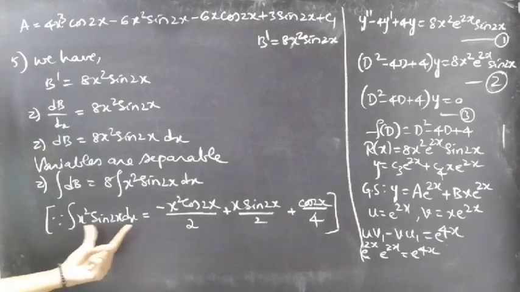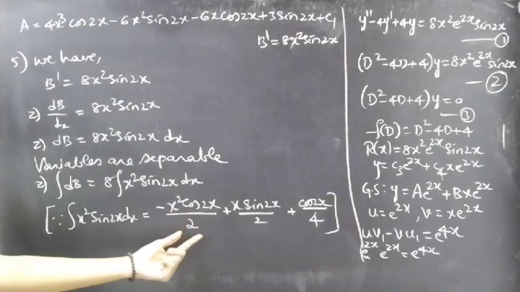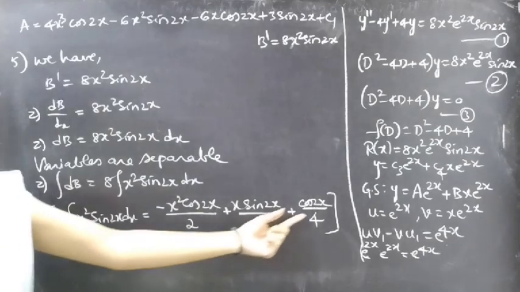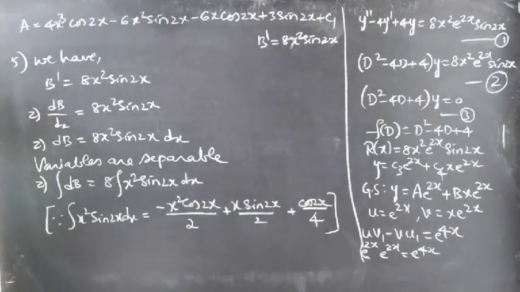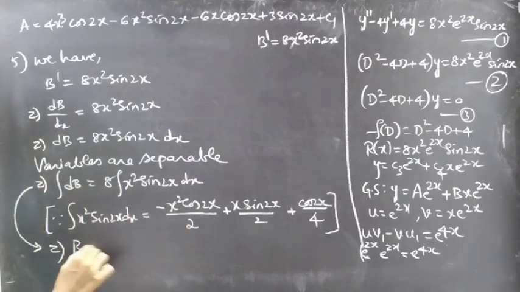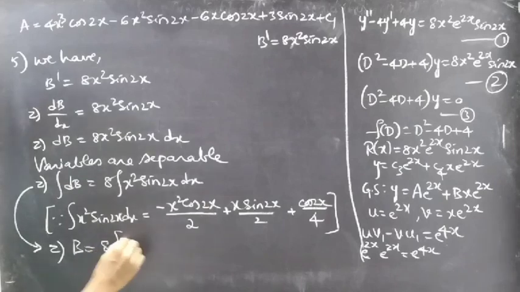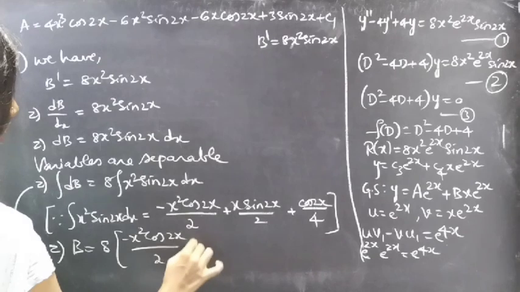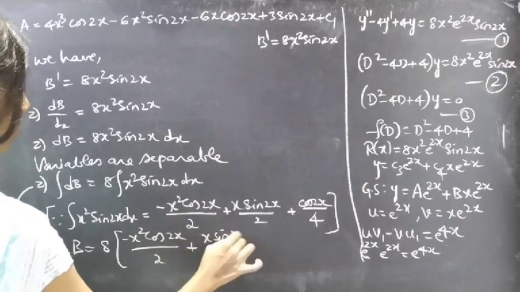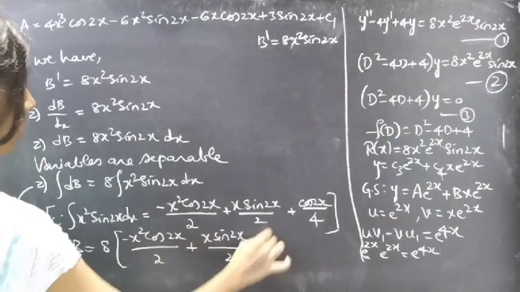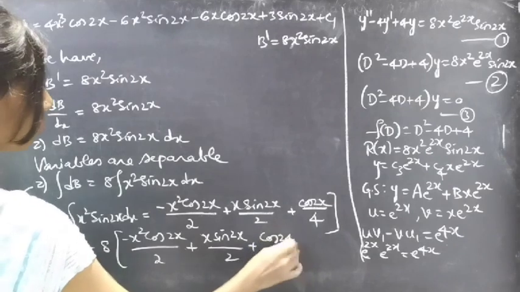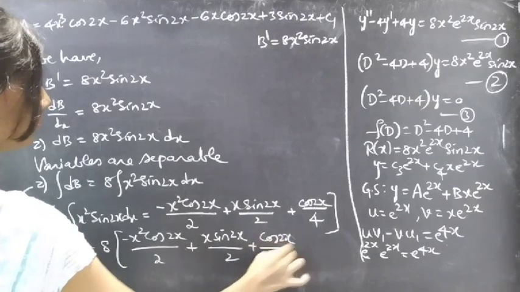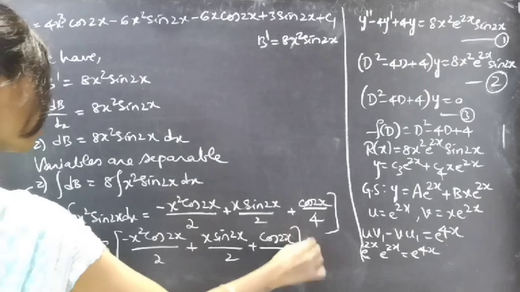Since integral x squared sin 2x dx equals minus x squared cos 2x by 2 plus x sin 2x by 2 plus cos 2x by 4, let's replace the integral with this. Then the above equation becomes integral dv equals 8 times minus x squared cos 2x by 2 plus x sin 2x by 2 plus cos 2x by 4, plus an integration constant, say c2.